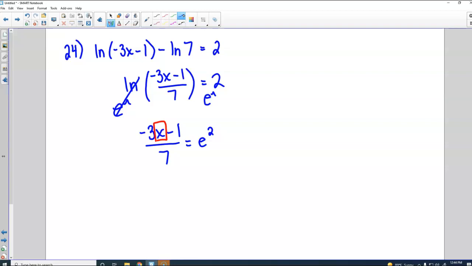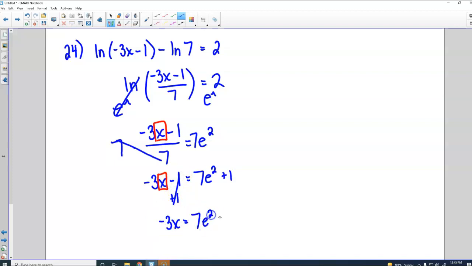Perfect, because we can't have that denominator. It's messing us up, right? So we're just going to multiply by 7 on both sides. So we got negative 3x minus 1 equals 7e squared. Okay, again, still trying to solve for that x. Don't let it mess you up that you got this weird 7e squared over here. What would you do next? Perfect. So I got negative 3x equals 7e squared plus 1. And what would your last step be?